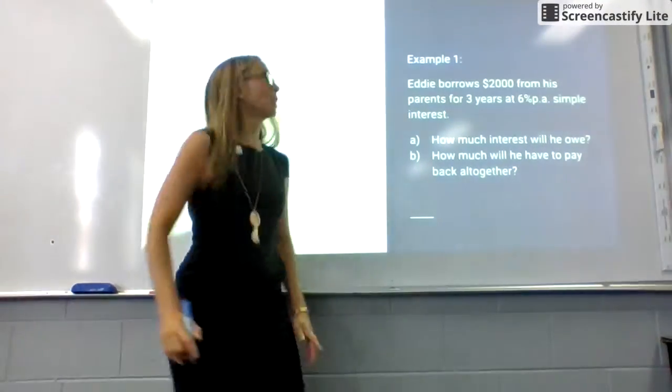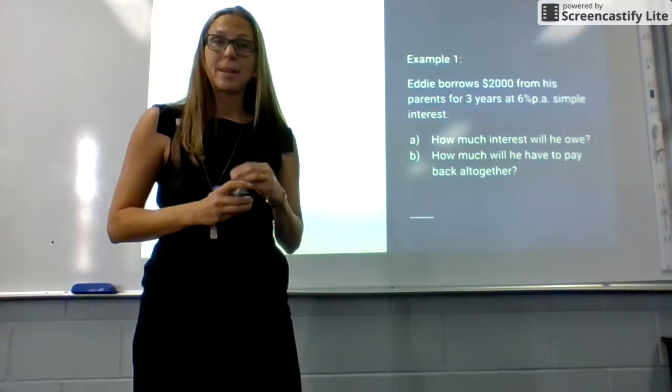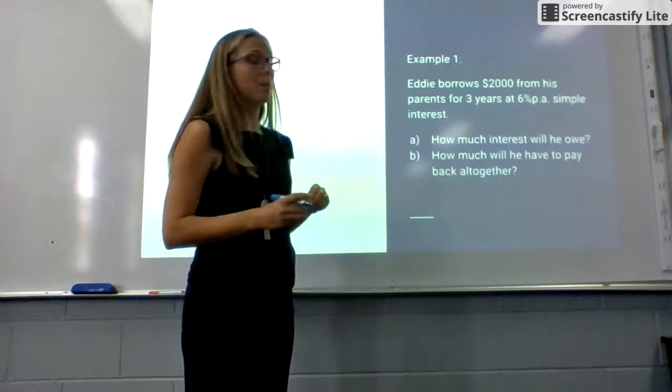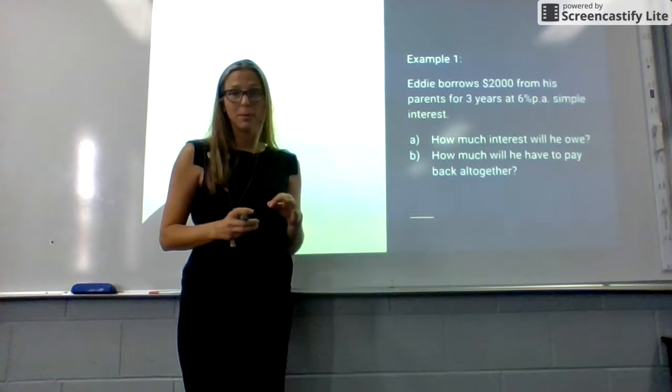Hey, so we're going to start with example 1. It's really important that you always read the question and take your time. So we've got Eddie borrows $2,000 from his parents for 3 years at 6% per annum simple interest.